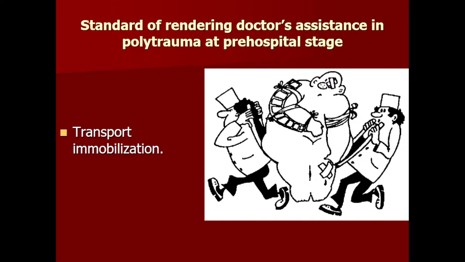Next indication: damage to soft tissue, including accident wounds, burns, frostbites, crush syndrome. Indication number 3: damage of joints, dislocations included. And the last indication for transport immobilization: damage to major vessels and nerves. If you apply a tourniquet, you obligatorily must make transport immobilization.